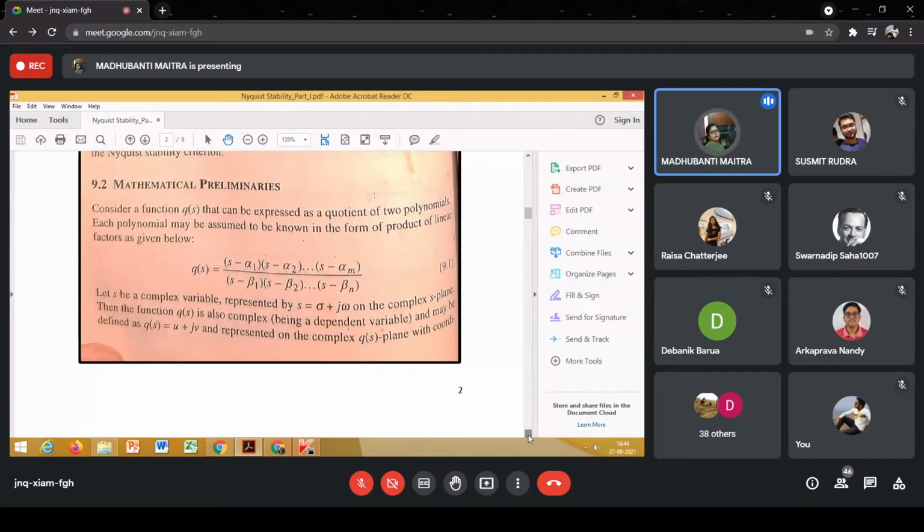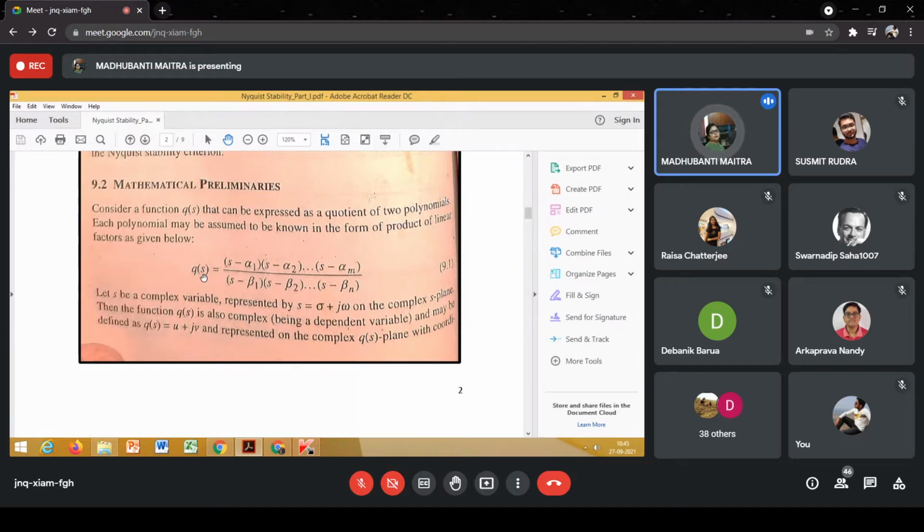Now, let us consider a function Q(s). This function Q(s) is not the characteristic equation of a system. It's an arbitrary function, but it's a function of s, where s is a complex number given by sigma plus j omega.